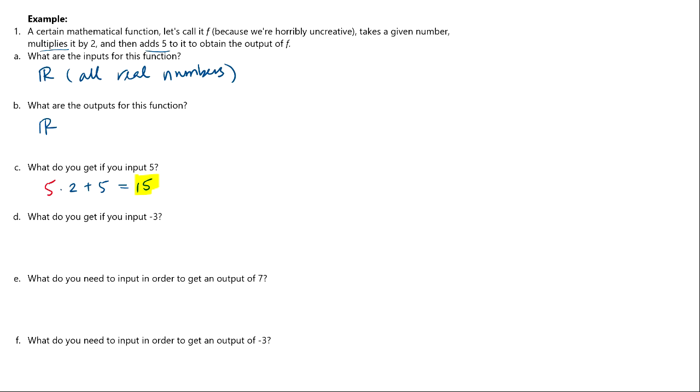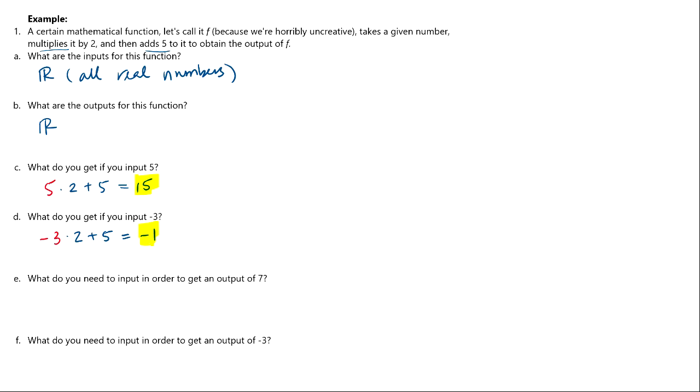Now for what we get if we input the number -3, we would get -3, and again we're multiplying by 2, then adding 5. If we calculate it, we get -6 plus 5, which would be -1 as the output. So the final answer would be -1 here.